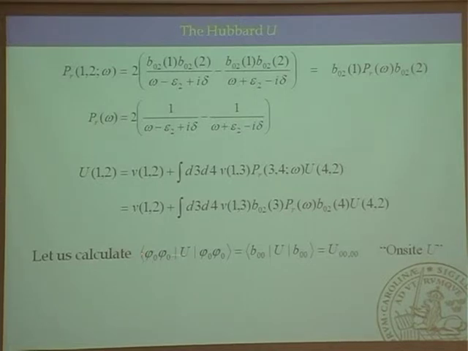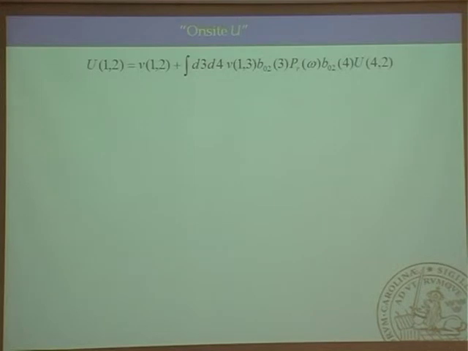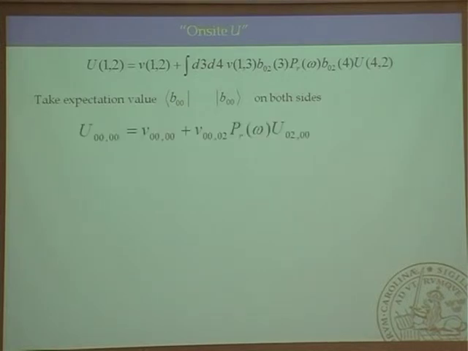So now let us calculate the on-site U, quotation mark, on-site U, meaning the matrix elements of the U in the, let's say, the phi 0 orbital. So this will be B00 and B00. So we call it U0000. So we just take the expectation value of this equation with respect to B00 and B00 on both sides, like this. So we get that.